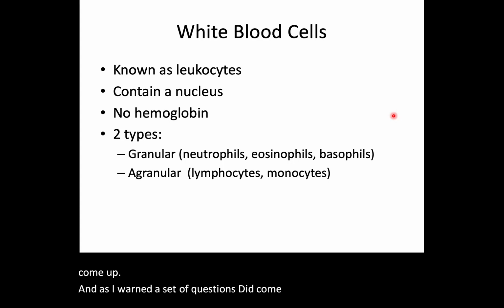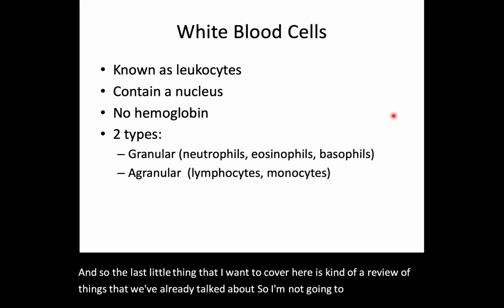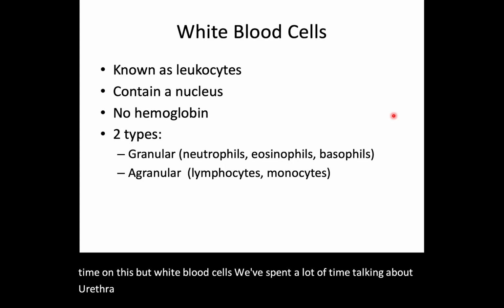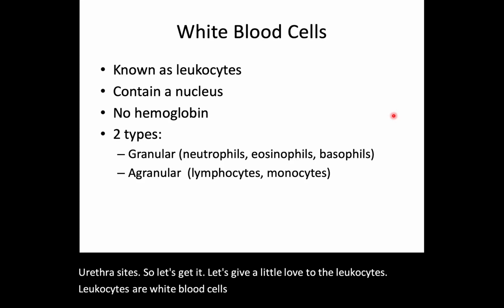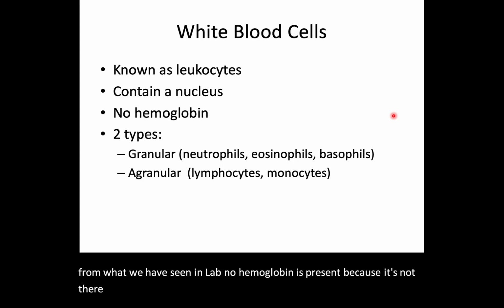And so the last little thing that I want to cover here is kind of a review of things that we've already talked about. So I'm not going to spend too much time on this, but white blood cells. We've spent a lot of time talking about erythrocytes, so let's give a little love to the leukocytes. Leukocytes or white blood cells we know contain a nucleus. That is evident from what we have seen in lab. No hemoglobin is present because it's not there to carry out oxygen transport. Instead, we know that the leukocytes carry out immune response.